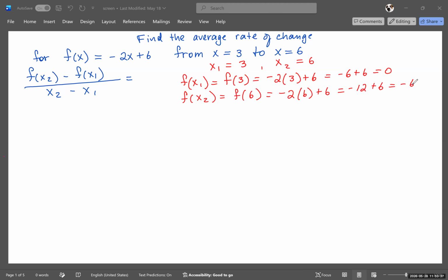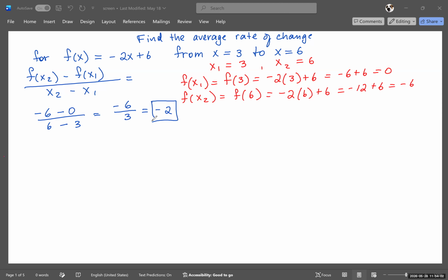Now we need to plug in all of these values into our formula. f of x2 is negative 6 minus f of x1, which is 0, divided by x2, which is 6, minus x1, which is 3. So this is negative 6 divided by 3, which is negative 2.